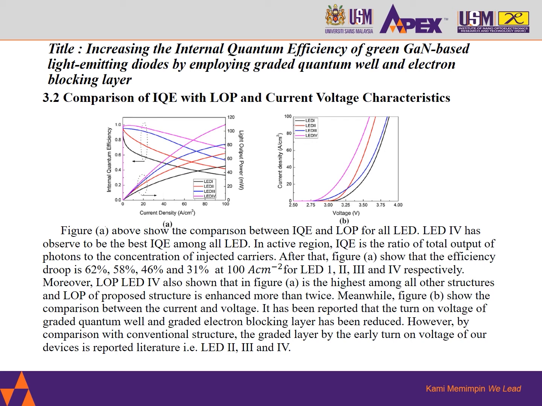Moreover, the light output power for LED 4, as shown in figure A, is the highest among all other structures, and the light output power of the proposed structure is enhanced more than twice. Meanwhile, figure B shows the comparison between the current and the voltage. It has been reported that the turn-on voltage of the graded quantum well and graded electron blocking layer has been reduced. However, in comparison with the conventional structure, the earlier turn-on voltage of our device is reportedly lower, for example in LED 2, 3, and 4.